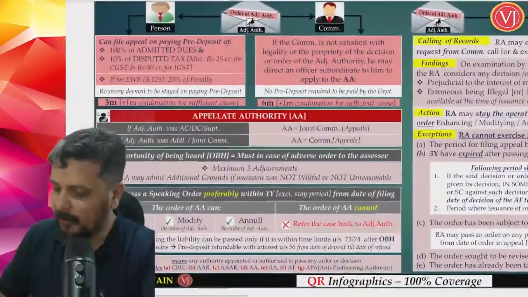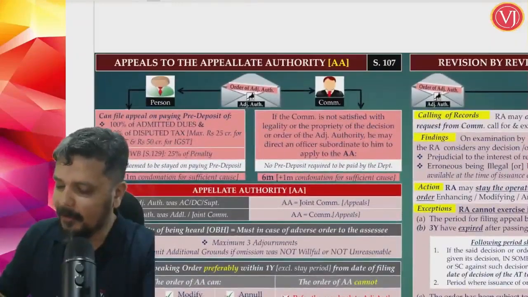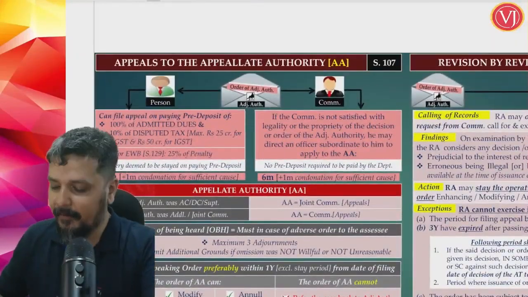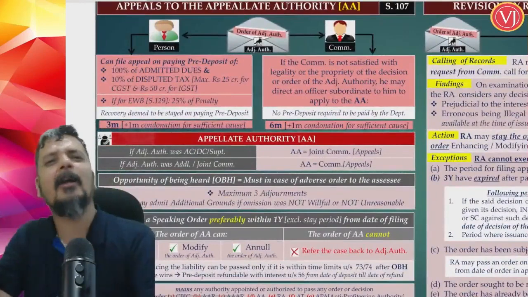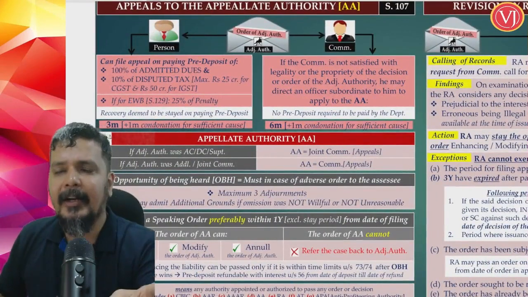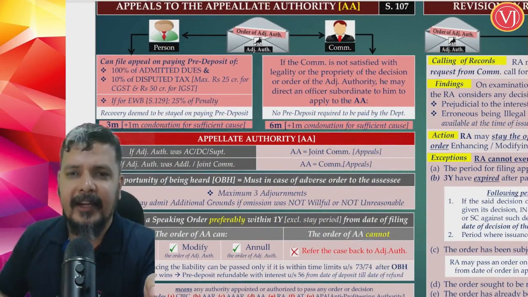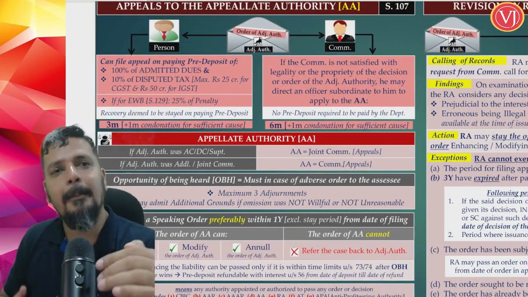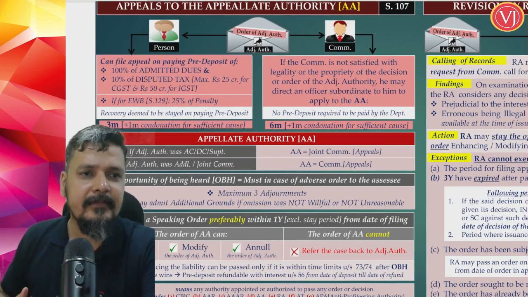Now, first let us talk about your appellate authority and appellate tribunal, comparing them vis-a-vis. Appellate authority, then we'll take a revision authority. Revision authority is only applicable for the department. If they have missed the first train, they have a second train. So, we will not take revision authority now. We will compare appellate authority vis-a-vis appellate tribunal.